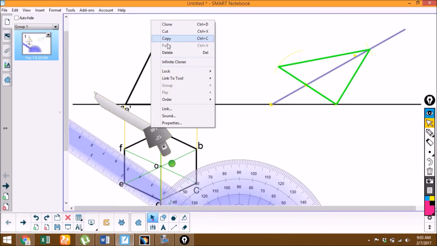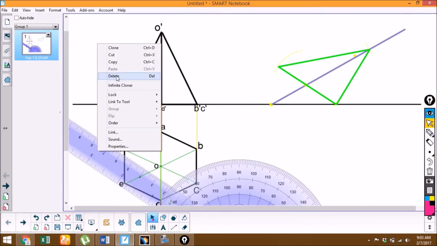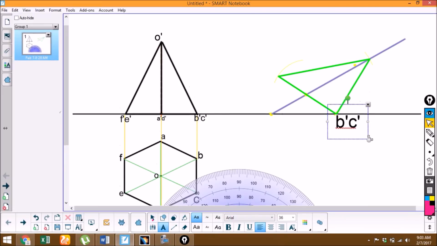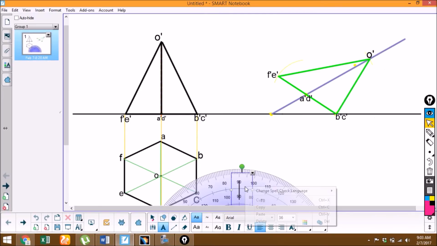Now give the alphabets, that is A dash, B dash, like that, F dash, C dash, then finally O dash also. And once we complete the front view of this second step, we need to draw the projector lines in order to complete the top view also.